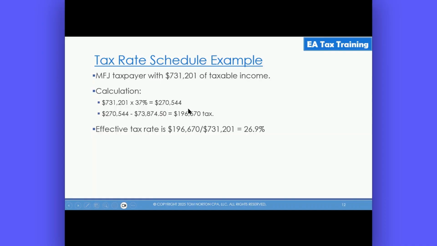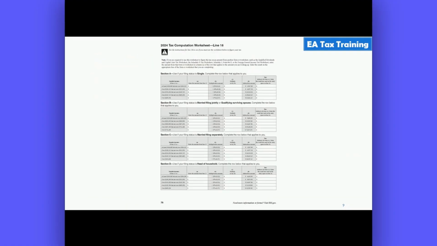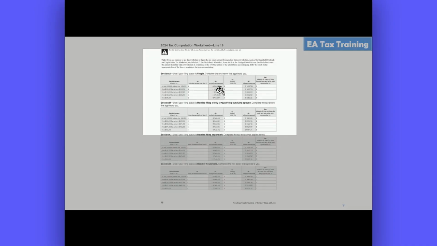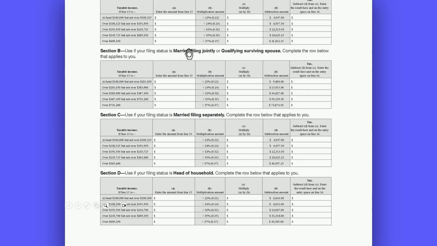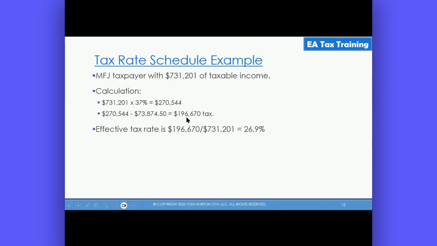But we'll remember from our tax rate schedules, we're not finished yet. What we're going to do is have that subtraction amount. We are going to subtract $73,874.50, which is going to leave us finally with a tax of $196,670. So let's go back to the tax rate schedules. Let's just verify that I did that correctly. We've got married filing jointly, $731,200, over that amount times 37% minus $73,874.50. That leaves us with our tax.